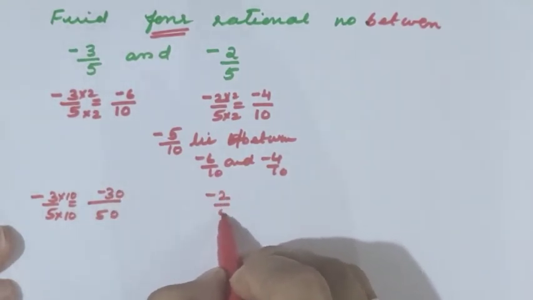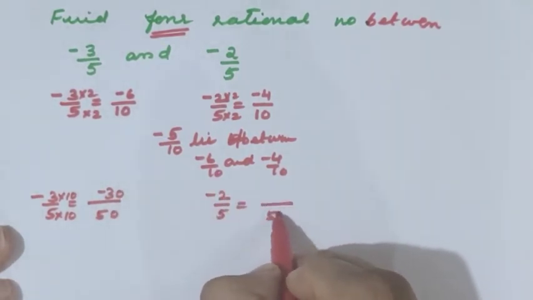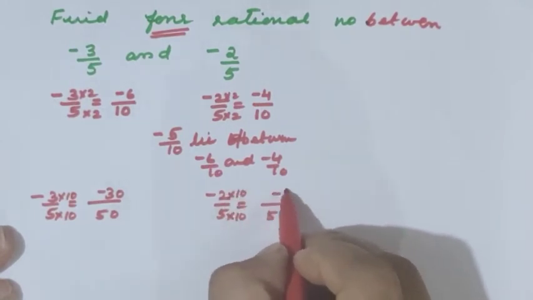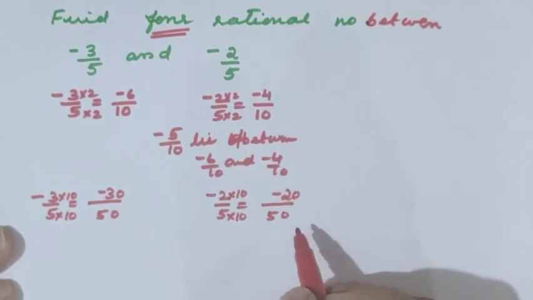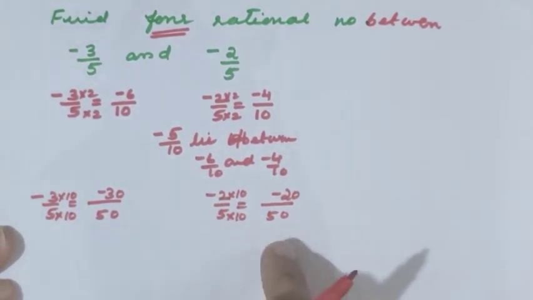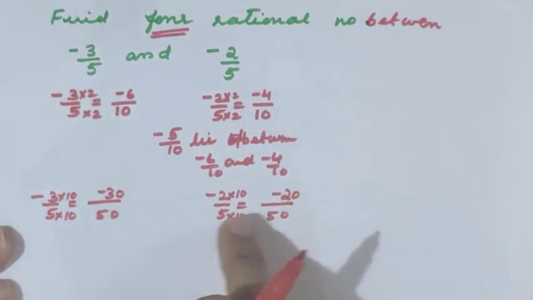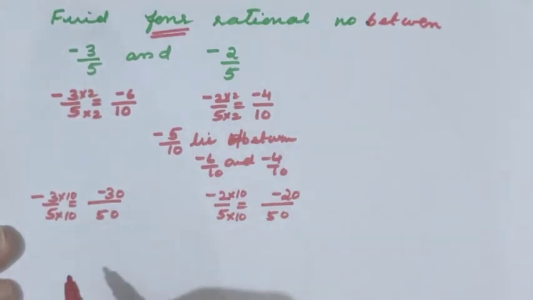Similarly, minus 2 by 5, I have to make it 50, which means we multiply by 10. Here also 10. So what will happen here? Minus 20 by 50. So which concept have we used here? Equivalent rational numbers, right? Now see, in between minus 30 by 50 and minus 20 by 50, with 50 as the denominator, how many rational numbers can we write?